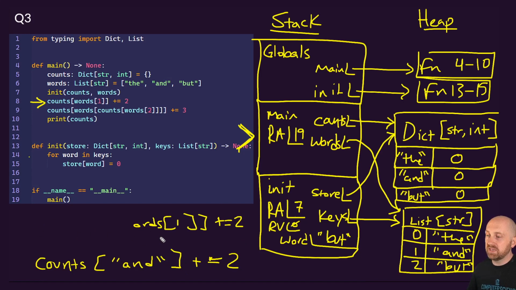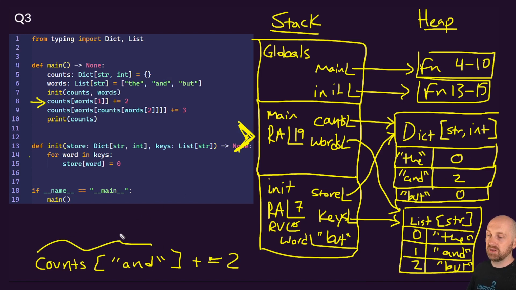Okay, well, where do we find counts of the string and? Well, counts is in the main frame, we look in the main frame because that's where we're currently at. It's the lowest function in our stack that hasn't yet returned. And we look at it and we see counts is here. It's a dictionary, and we find the key and we're increasing its value by 2. Right? So this becomes 2. So we've said counts key and is increased by 2. Well, we've just updated our diagram to reflect that.